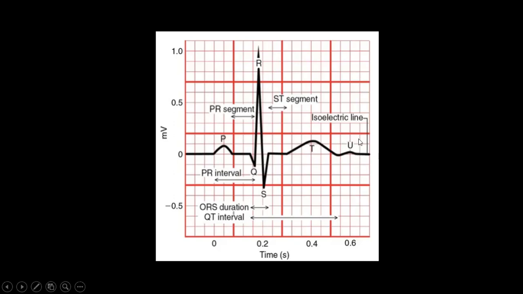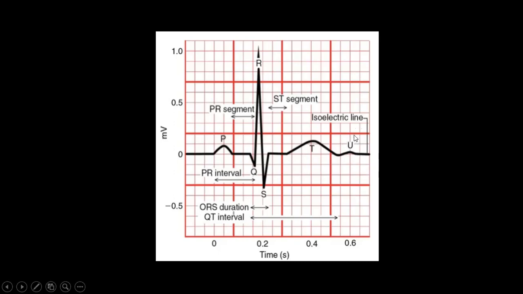And the last wave is U wave. U wave is a small rounded positive deflection. It is caused due to the repolarization of papillary muscle. Its duration is 0.08 seconds. And this U wave is rarely seen normally and it becomes prominent in hypokalemia, that is whenever there will be reduction in the potassium concentration. So that is all about U wave.